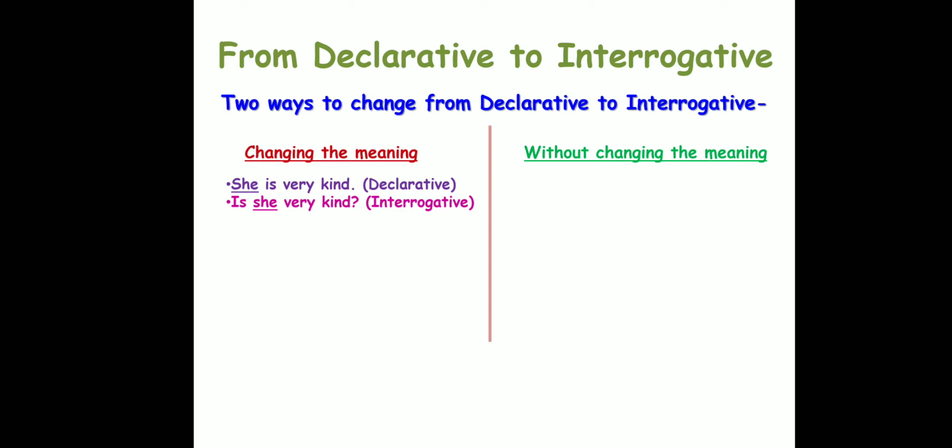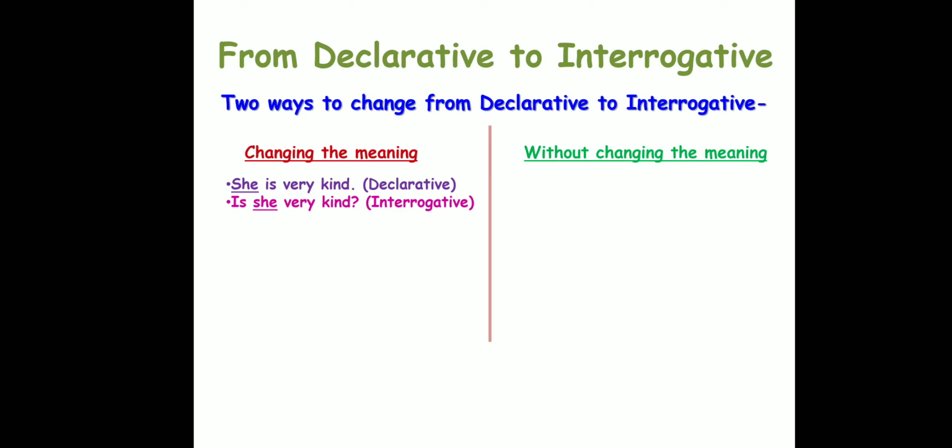Declarative sentence, I told you she is very kind. Interrogative, I'm asking, is she very kind? Now see, why am I saying that the meaning is changing over here? If I give you the sentence, is she very kind? If I'm asking, the answer can be no, she is not kind, or it can also be yes, she is very kind. Both can be the answers.